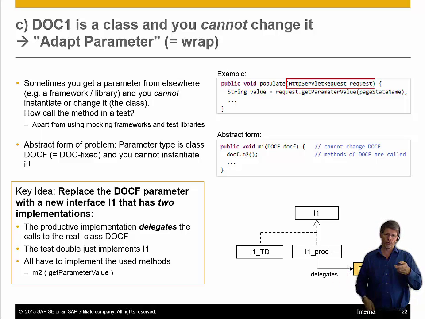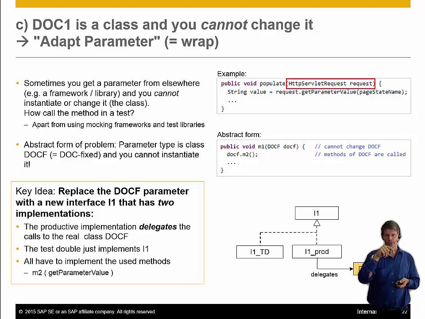And so in the abstract form, the box underneath, you have a method that depends on a doc-fixed parameter, and you cannot change it. So you cannot say implements interface or anything like that. Well, what can you do? Basically, you replace the parameter by a new interface that has two implementations. So again, you create an interface because that's the place where you can switch. But the lower right picture shows what we're actually doing. So in the productive case, there is a class I1prod, which is actually a class.